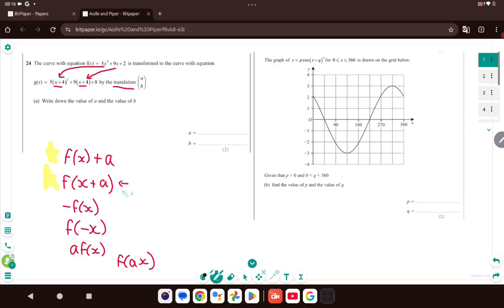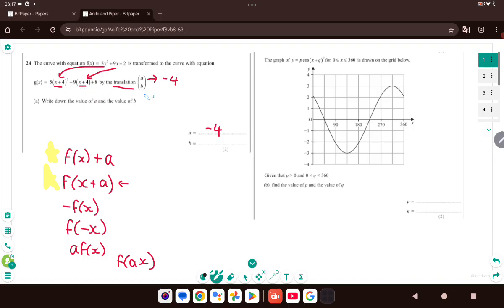Positive number, you go left. Negative number, you go right. So this would be minus 4, right? Because in your vector, the top number represents the movement left and right. So A is minus 4 because we're going 4 to the left.